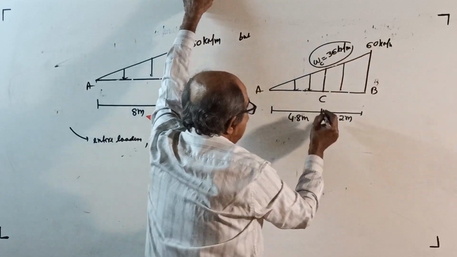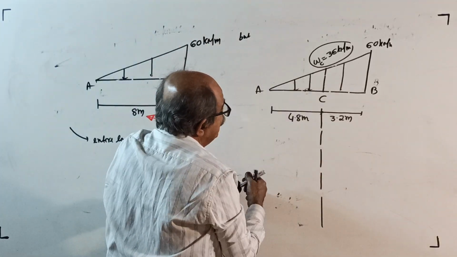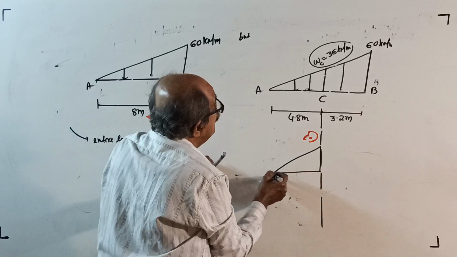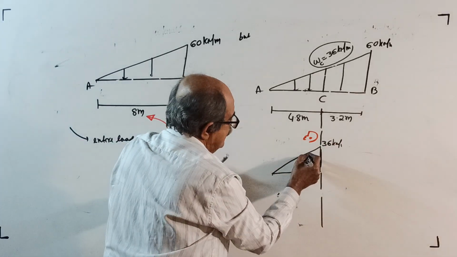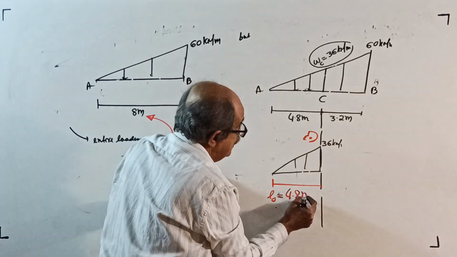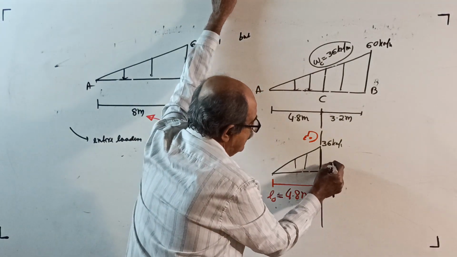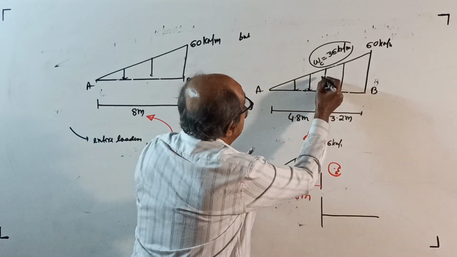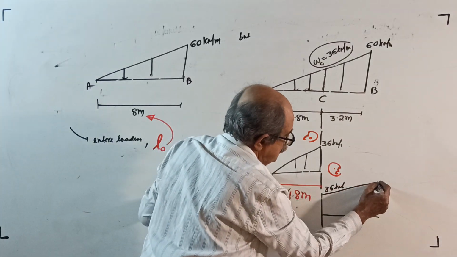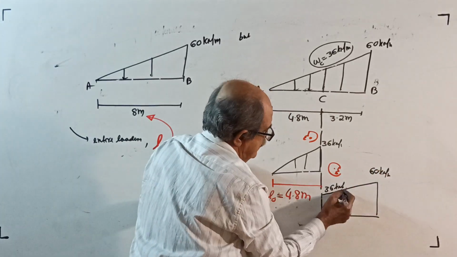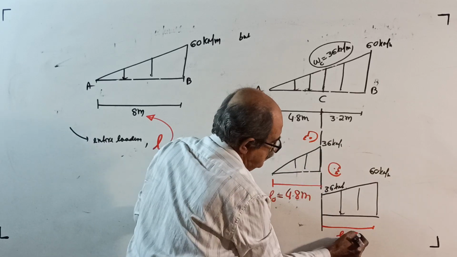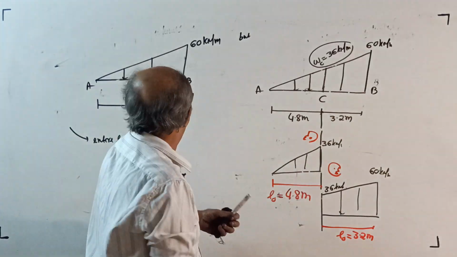Remember, this is rounded off, calculated. Then, those people who look left side will get a uniformly varying load of 0 to 36 kilonewton per meter, and their loaded length L0 will become 4.8 meter. And those who look right side will get a uniformly varying load of 36 kilonewton per meter here, which will increase to 60 kilonewton per meter this way, and their loaded length L0 equals 3.2 meter. Make this note.